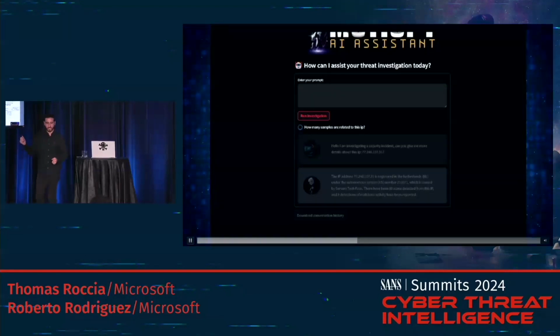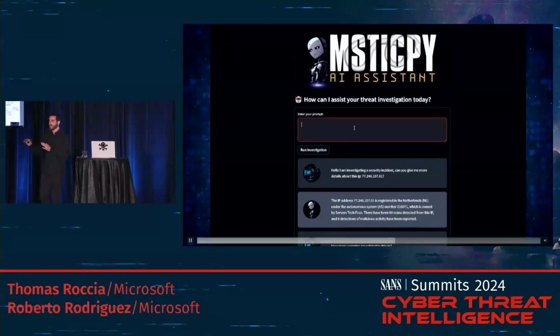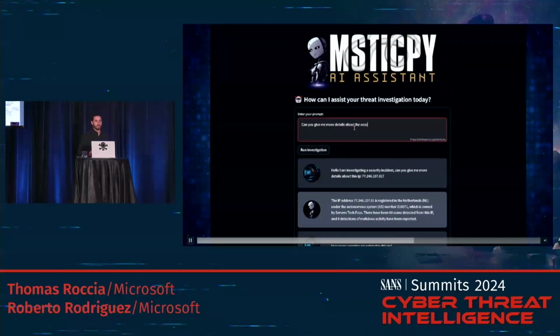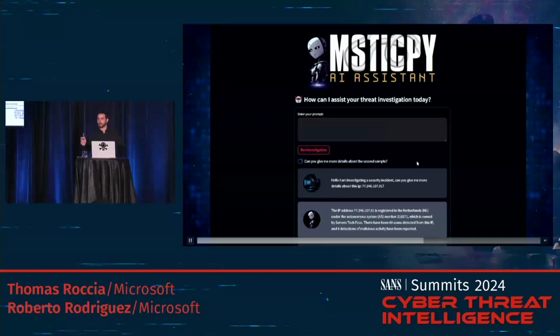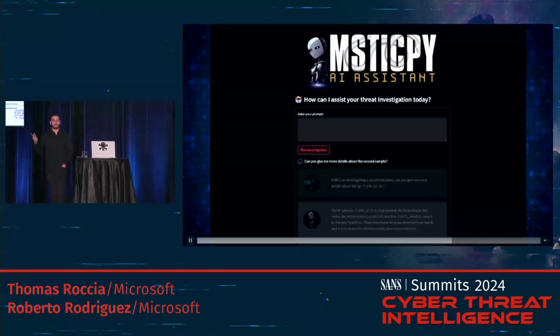Something which is interesting here is I did not put the IP address again. So it keeps in memory what we just discussed. And here you have the 5 samples related to that specific IP. The last question I'm asking is, can you give me more information about the second sample? And again, I'm not even specifying the hash of the sample. It already knows which sample I'm talking about.